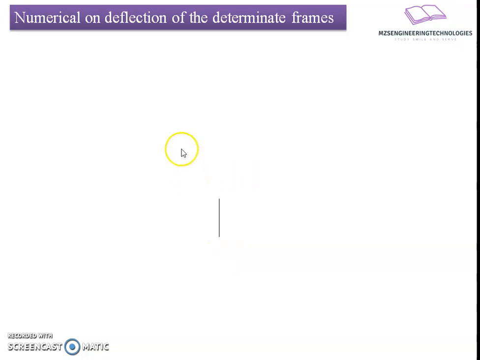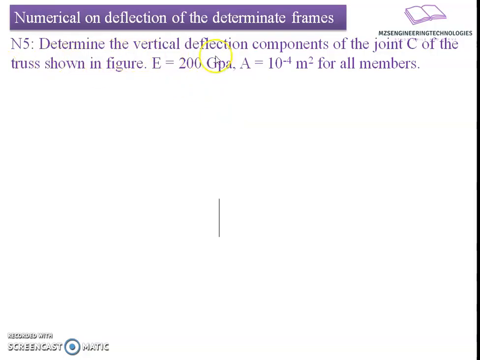Greetings. Let us continue with numericals on deflection of the determinate frame. The statement of the numerical is: determine the vertical deflection component of the joint C of the truss shown in the figure. E equals 200 GPa and the cross-sectional area of all members is 10 raised to minus 4 meters square.